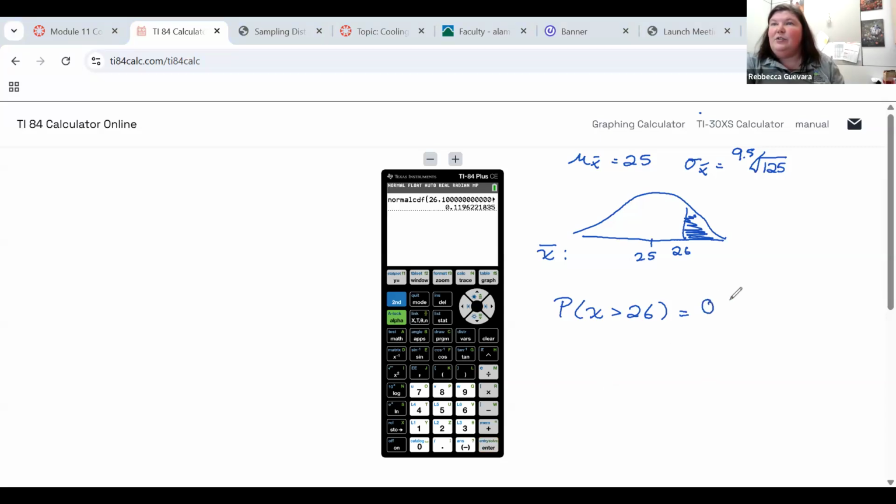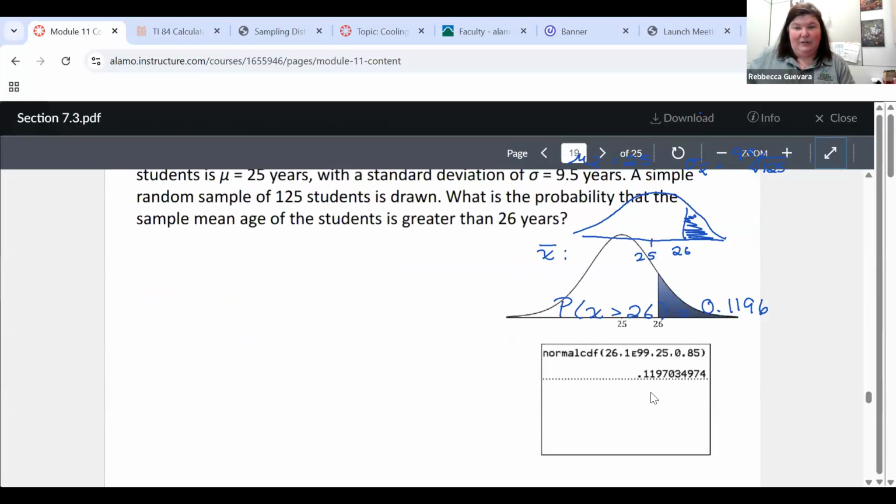What we're getting here is a 0.1196. So the probability is about 11.96%. If you look on here, that's really, really close. We got 0.99797. That was because they used a rounded version of the standard deviation. I just used an exact version.